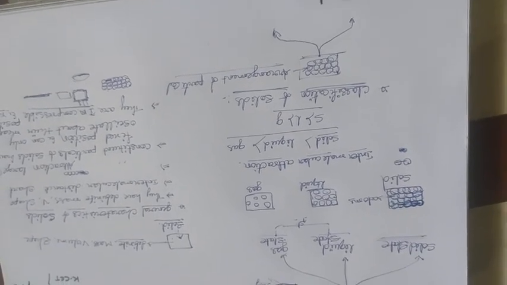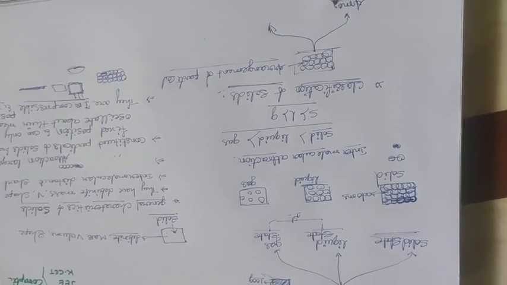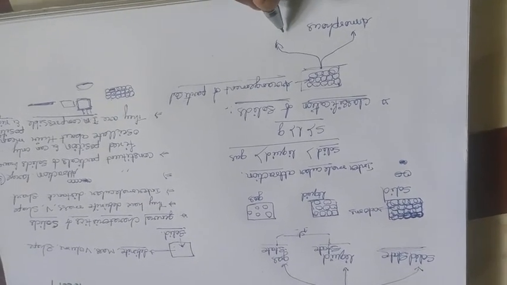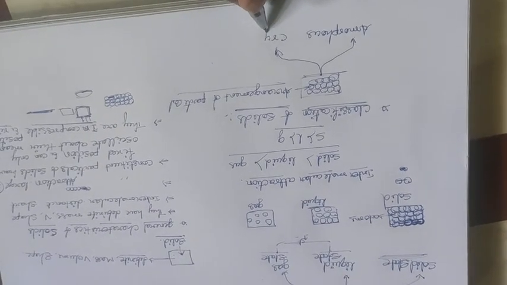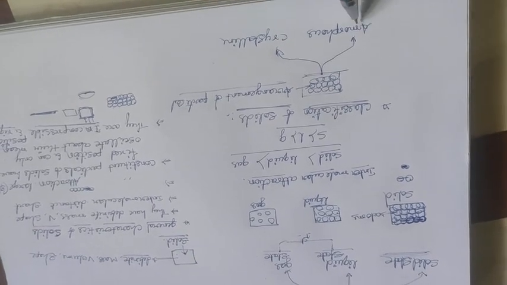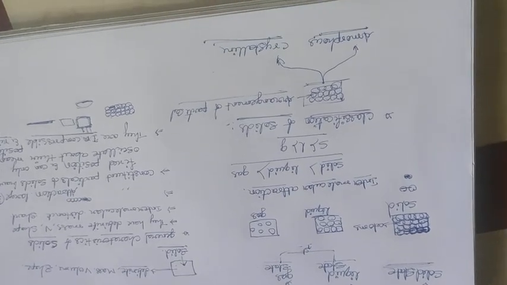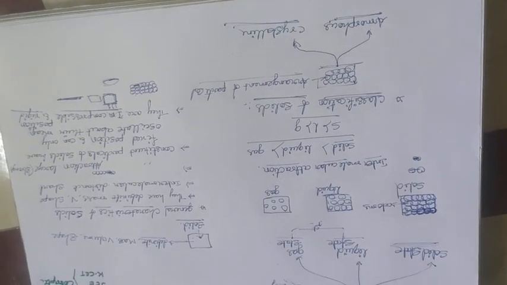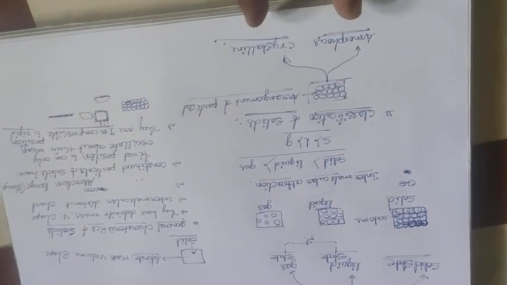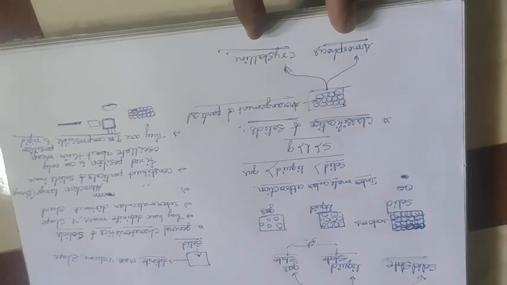One is called amorphous, and one more is called what? Crystalline. Therefore, we classify the solids into two types. One is called amorphous and one more is called what? Crystalline. We have to study this concept very thoroughly because it's very important.